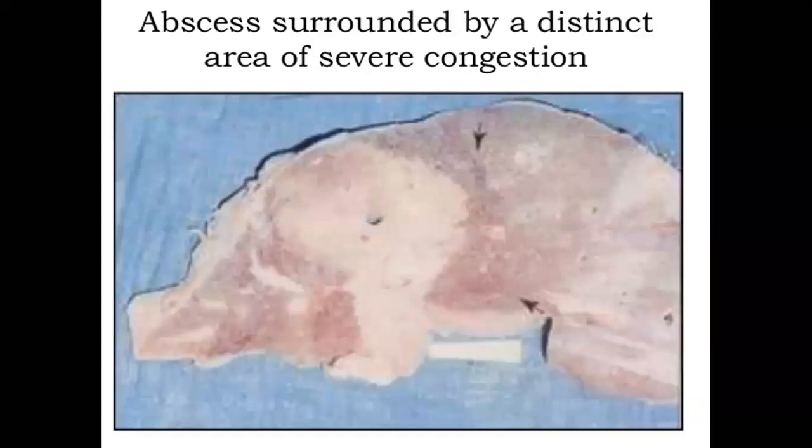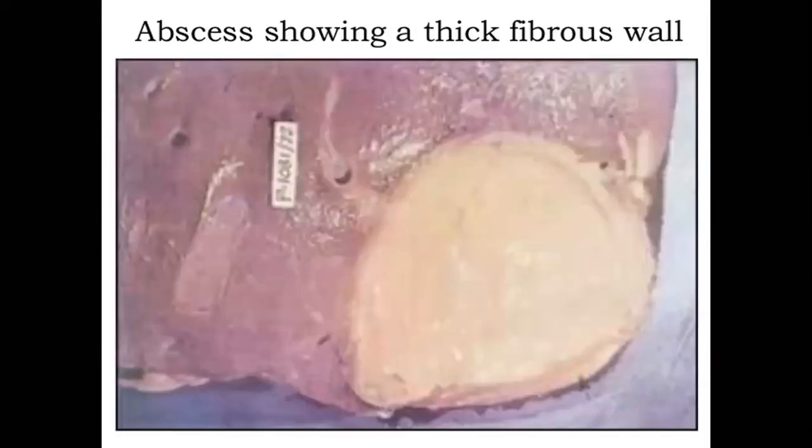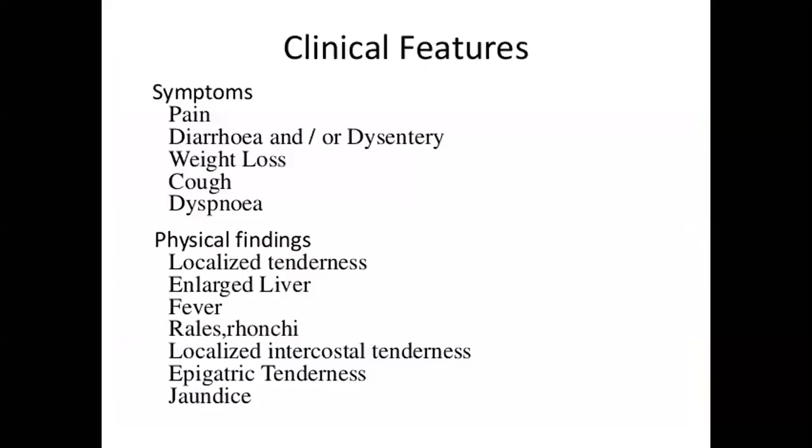Now, this is an abscess surrounded by a distinct area of severe congestion. You can see that there are patches of severe congestion in it. Now, this is an abscess showing a thick fibrous wall. You can see that a thick fibrous wall has been made in the abscess.